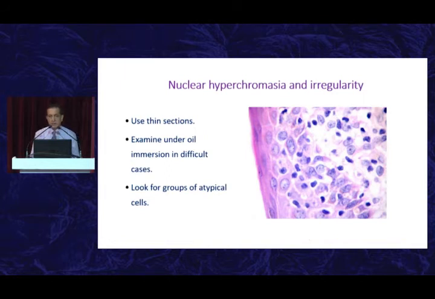Now, to diagnose mycosis fungoides, you have to use thin sections where the cell morphology will be visible very clearly. And sometimes, if it's really difficult to recognize the atypia, I will focus it under oil, and then it is easier to diagnose. Another clue is, even in an ordinary skin disease, you can get lymphocytes which can look a bit atypical here and there. But in mycosis fungoides, these atypical cells always occur in a group.